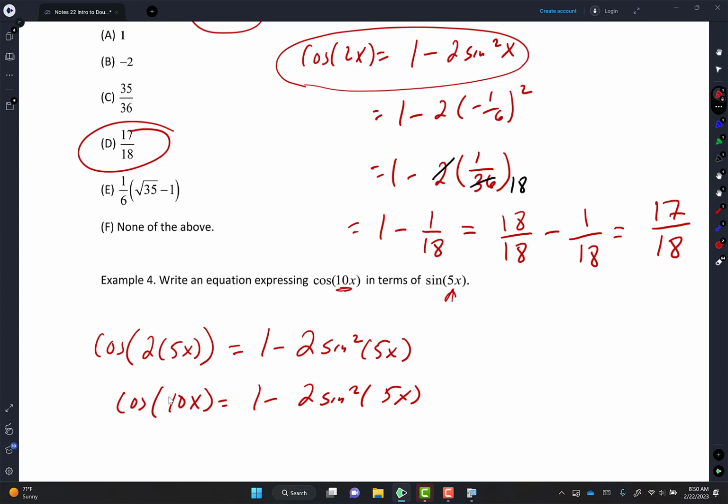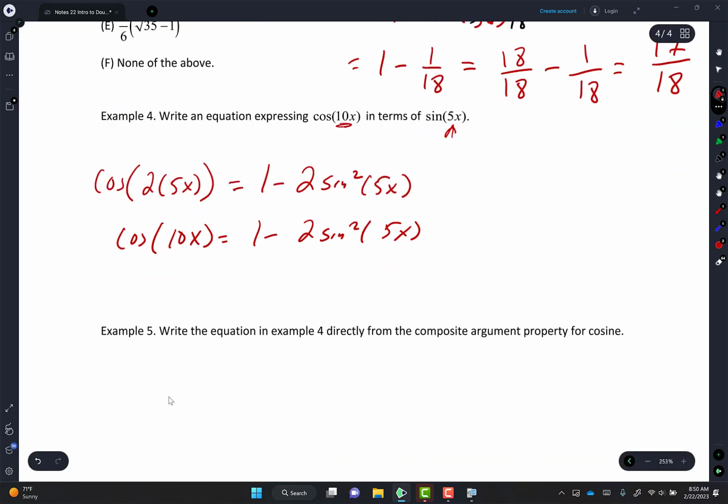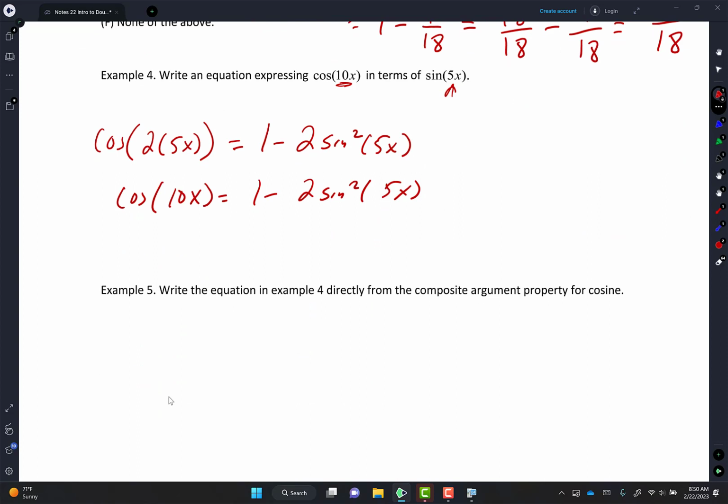How do we feel, guys? Nothing crazy, right? Nothing crazy. Write the equation in example 4 directly from the composite argument property. Oh, okay. That means cosine of A plus B. So here we go. Cosine of 5x plus 5x. I'm just expanding this.